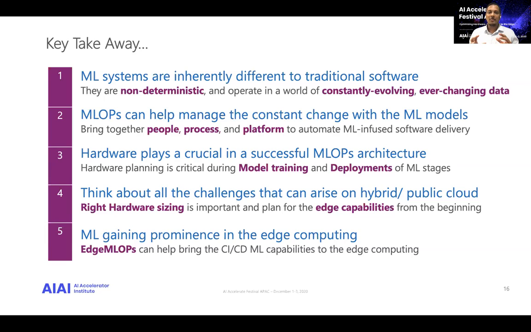But if you're thinking about the hybrid cloud, what is really important is to think about edge from the beginning, hardware sizing, and all the other key challenges that I just explained. And then last but not least, ML is gaining real prominence in edge computing, autonomous cars, drones, and it's going to go over and over in the coming period. Which is why edge MLOps is critical to automate the CI/CD capabilities in the edge. And this will only be possible if you are able to orchestrate your hardware really well.